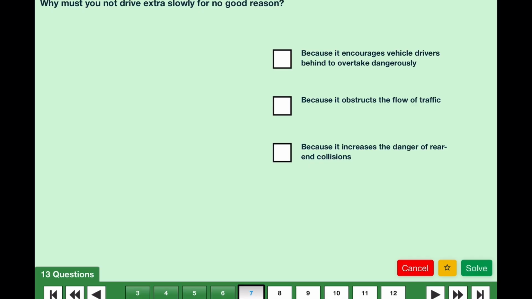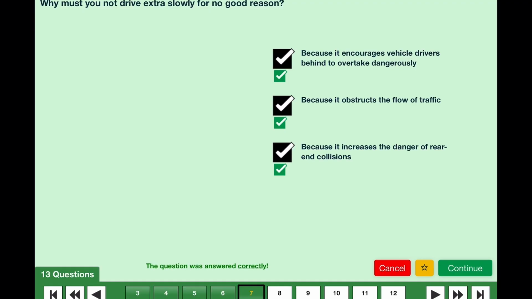Moving to number 7. Why must you not drive extra slowly for no good reason? Because it encourages vehicle drivers behind to overtake dangerously. Because it obstructs the flow of traffic. Because it increases the danger of a rear-end collision. So 1, 2, and 3. Yeah, we got that correct. Moving to number 8.